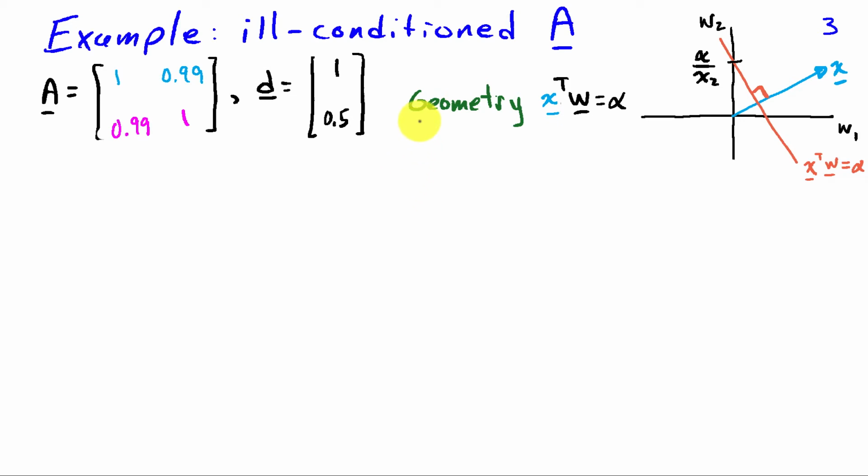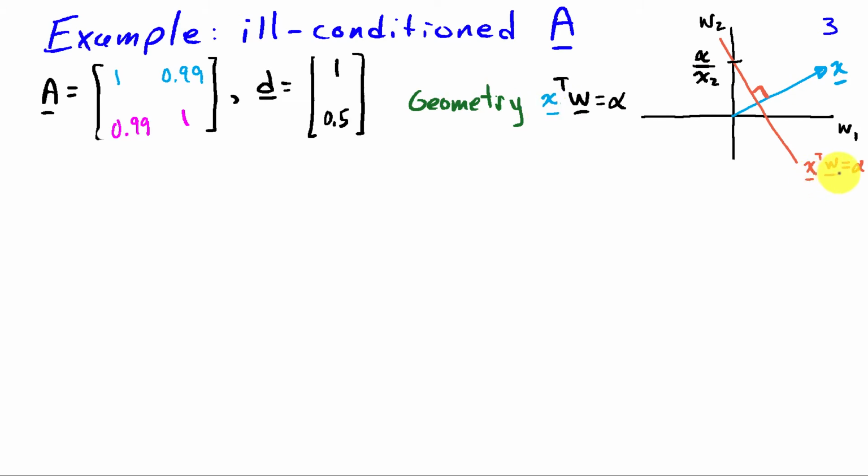To understand this problem geometrically, we're going to consider first, what does x transpose W equals alpha mean? Well, this is the equation for a line. If I graph in the W1, W2 plane, then x transpose W equals 0 would be the set of vectors orthogonal to x that run through the origin. Now when I change to some other value alpha besides 0, then I shift this set of vectors that are perpendicular to x to some other position, where I cross the vertical axis at the point alpha divided by x2, where x2 is the second coordinate of the vector x.